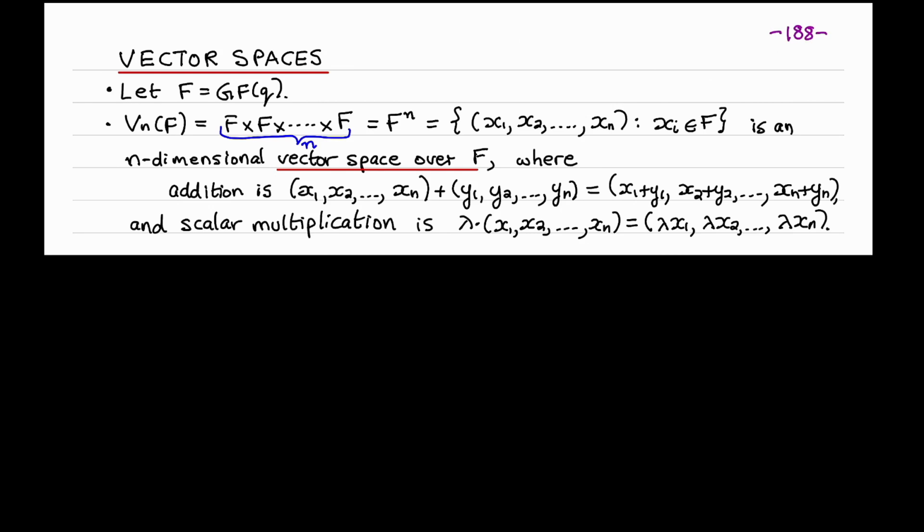Let me begin by recalling the notion of a vector space. Let F be the finite field on q elements. Vn of F, also denoted F^n, is the n-fold Cartesian product of F with itself. This is the set of all n-tuples whose components are elements of the field F. So Vn of F is an n-dimensional vector space over F, where vector addition is component-wise and scalar multiplication, which is the multiplication of a field element with a vector, is also component-wise.